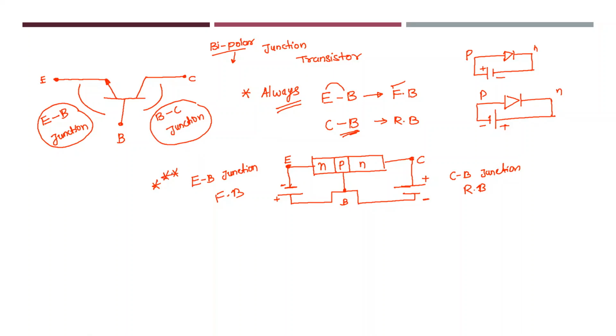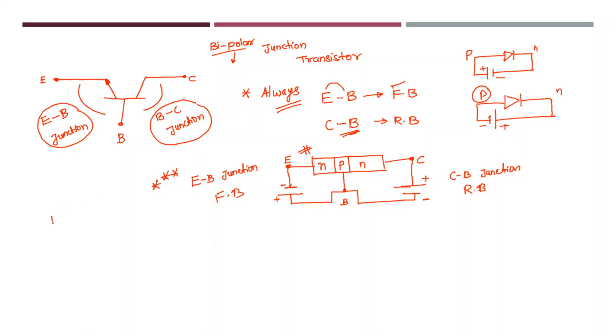What is the meaning of forward bias? P-type semiconductor is connected to the positive terminal of a battery and N-type semiconductor is connected to the negative terminal of a battery. What is the meaning of reverse bias? P-side region is connected to the negative terminal of a battery and N-side region is connected to the positive terminal of a battery.